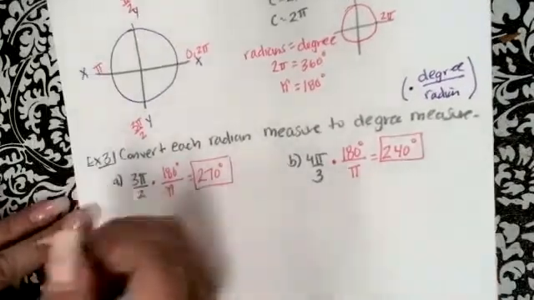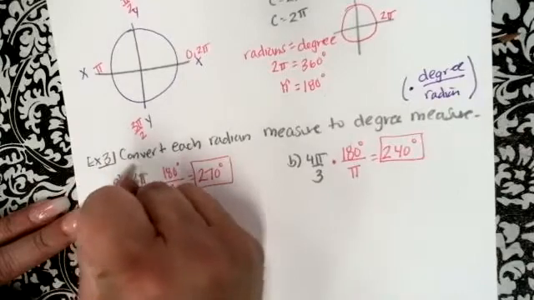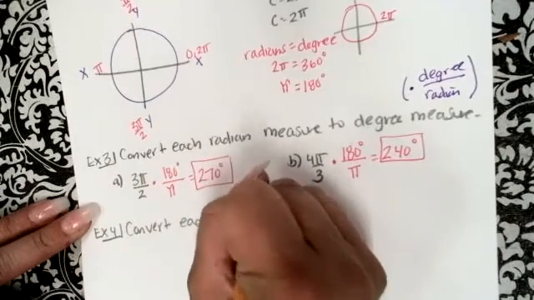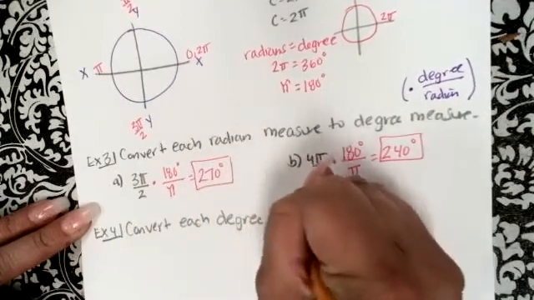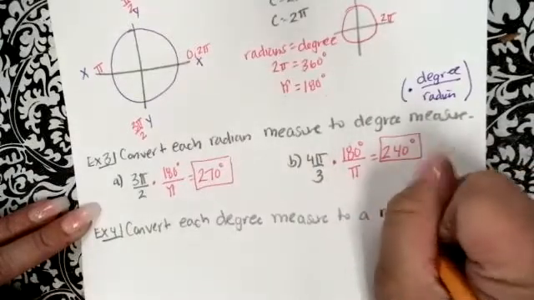Let's go the other way around. We are now going to convert each degree measure to a radian measure.